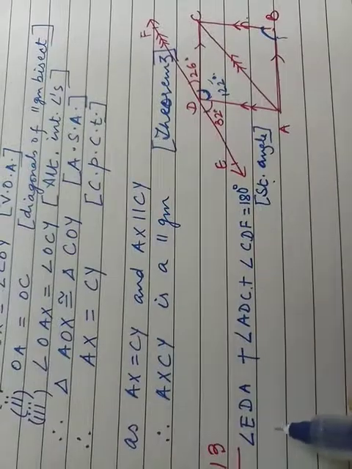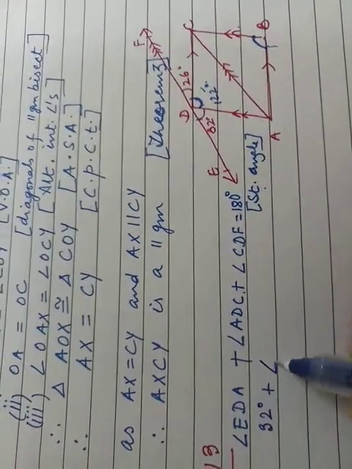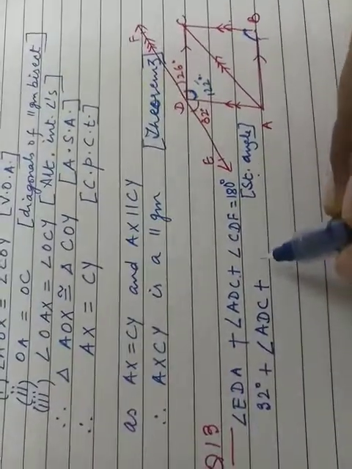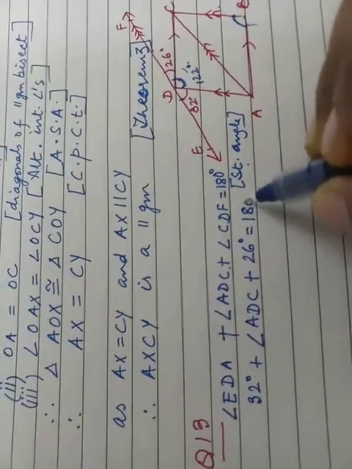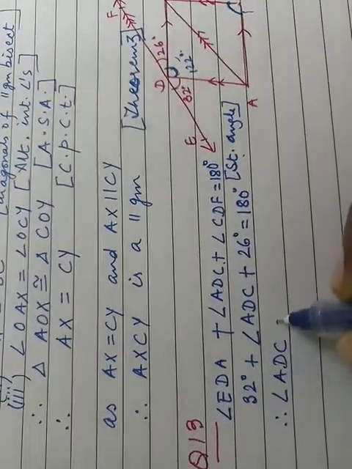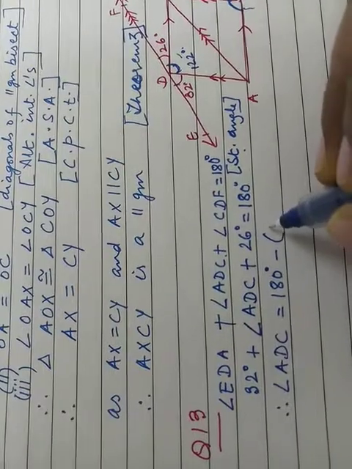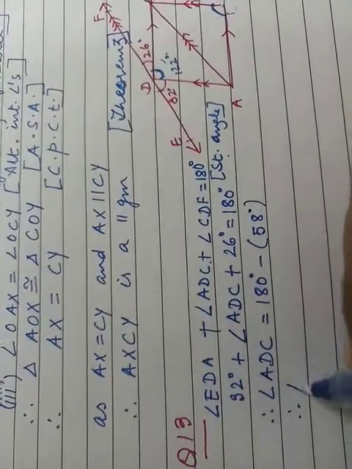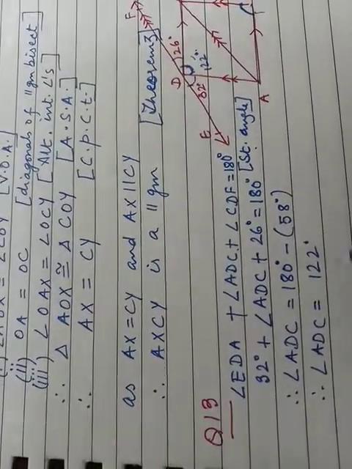Now I substitute the value of angle. This is 32 degree. This we are looking for, and the angle CDF is equal to 26 degree. That is equal to 180. Therefore, angle ADC is equal to 180 minus, if we add both, that is going to give you 58 degree. Therefore, angle ADC is equal to 122 degree.